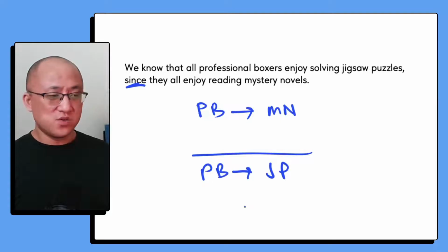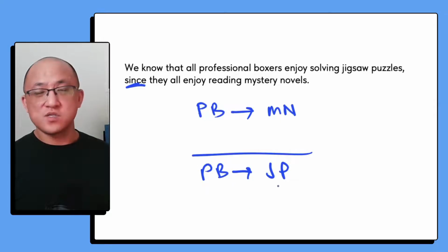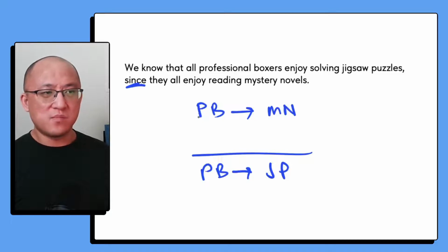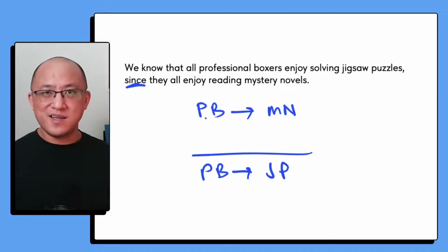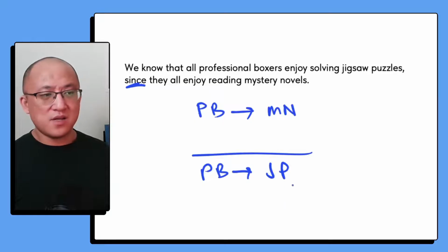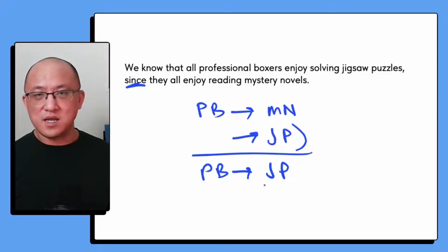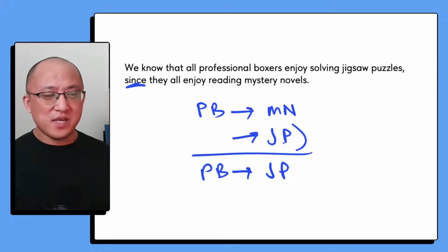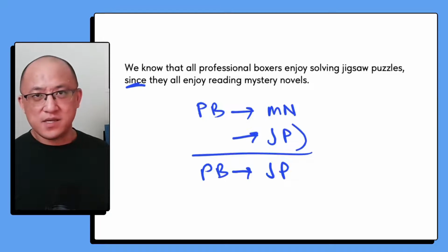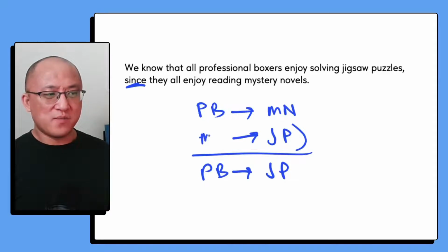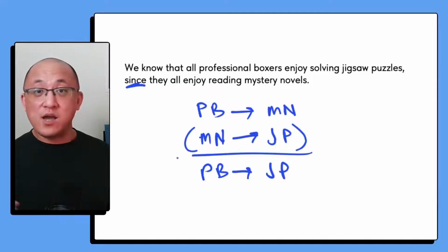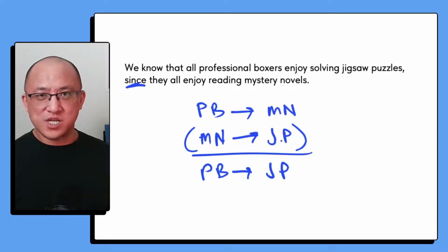What's the new concept in the conclusion if there is one? Well, it's the jigsaw puzzle. I don't have any premise that tells me about solving jigsaw puzzles. Which side of the conclusion is jigsaw puzzles on? It's on the right side. So that's telling me the assumption is going to look like this. It's going to have JP on the right side. Now, what do I want to lead into JP? Well, I'm trying to prove that the professional boxers lead to JP. I know that professional boxers lead to MN. So if I can just get from MN to JP, that's going to do it for me. If I can go from MN to JP, now we have a valid argument. PB would go to JP.